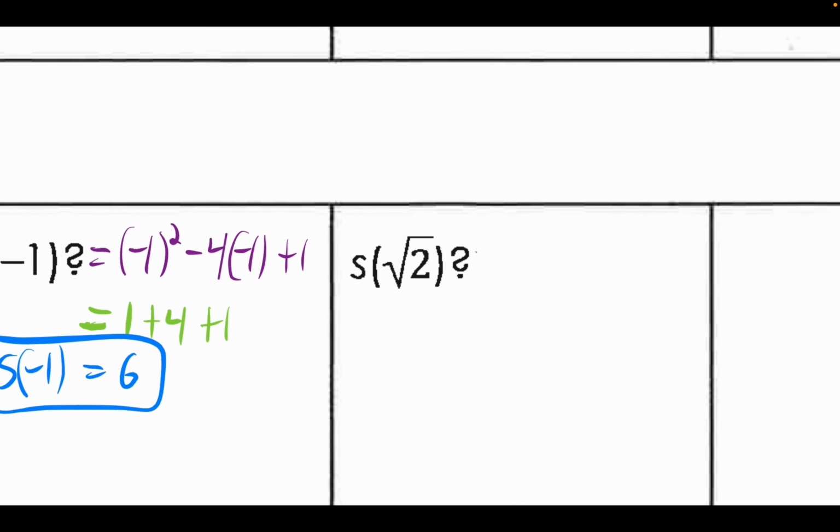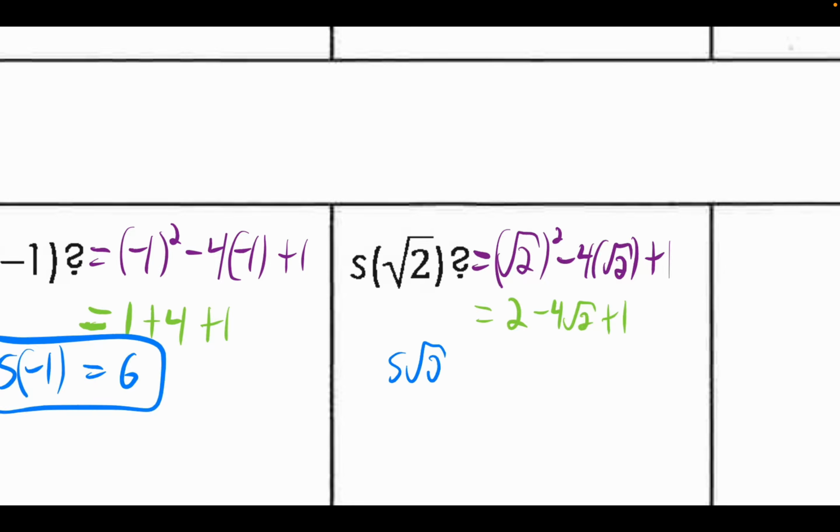S of the square root of 2 is the square root of 2 being squared, minus 4 times the square root of 2, plus 1. Square root of 2 being squared is just 2, because the square root and square undo each other. Minus 4 square root of 2 plus 1. Combine the 2 and the 1, and so s of square root of 2 is equal to 3 minus 4 square root of 2.